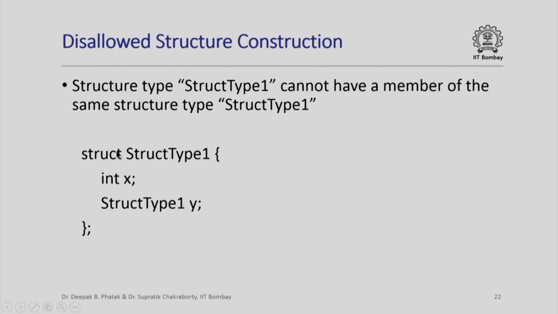Well, now that we have seen how structures can be used inside the definition of another structure, we must be a bit careful that we do not use a member of the same structure type as the original structure type which I was trying to define. So in this case, if struct type 1 is what I was trying to define, I cannot have a member of type struct type 1 within this definition.